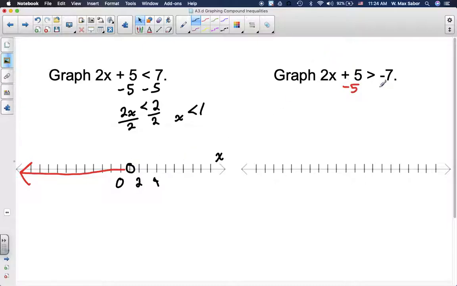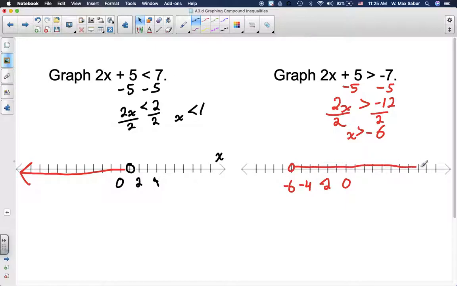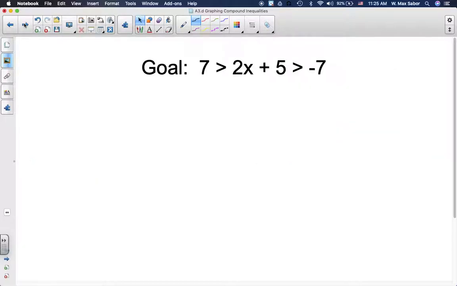Here we subtract 5. So 2x is greater than negative 12. Divide by 2. X is greater than negative 6. We divided by a positive so we don't flip the inequality. So if here's 0, negative 2, negative 4, negative 6, there's going to be our open circle, and x is greater than shades to the right. So that's how we graph simple inequalities.